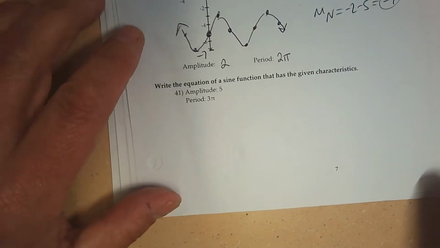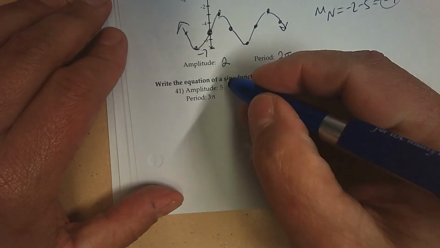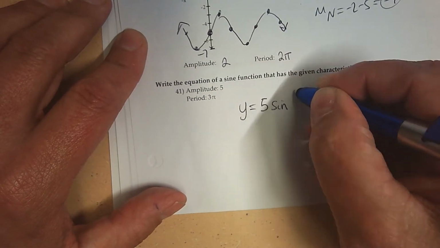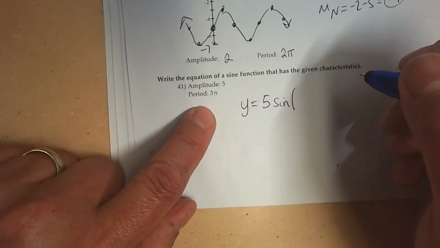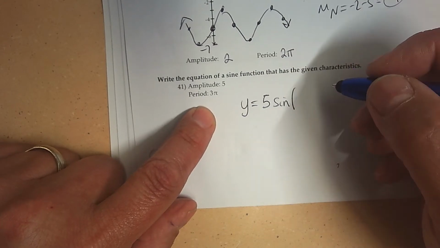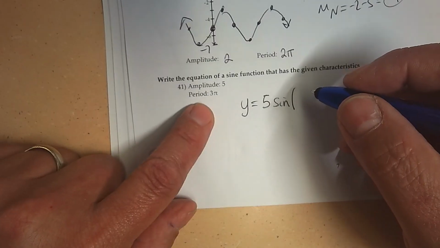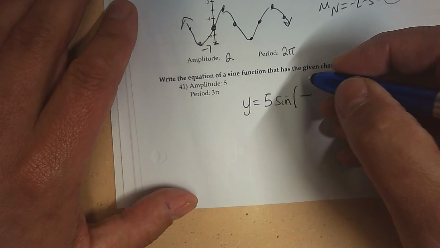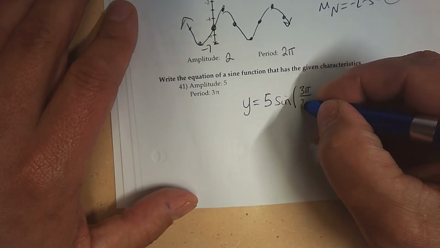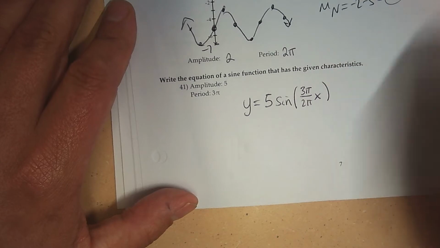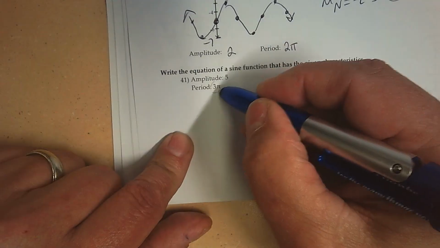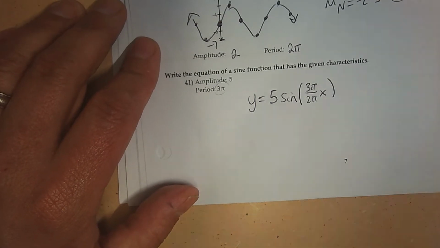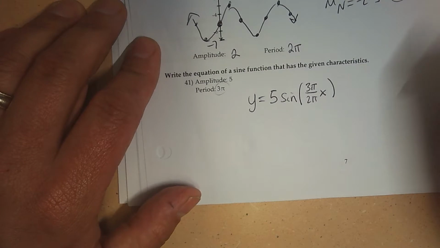Can you go the other direction? Can you write a sine function that has this amplitude and this period? So the amplitude would be in front, and then inside the period we're going to go, so if we want the period to be 3 pi, if I want it to be that, remember that you go times the reciprocal to get your answer. Oh, what did I do wrong? 2 pi over 3 pi.